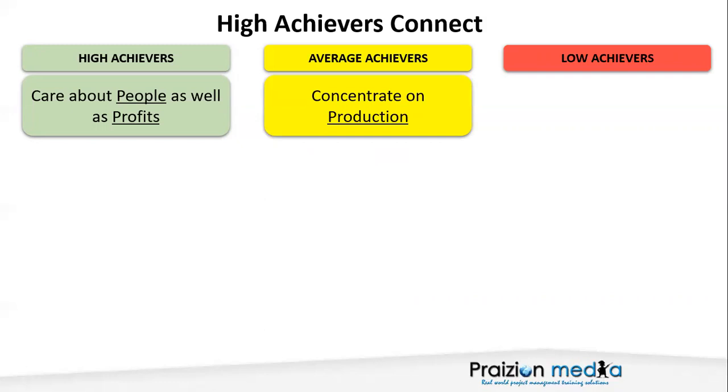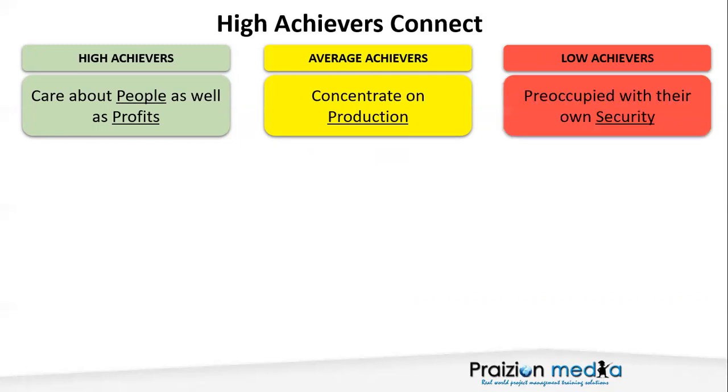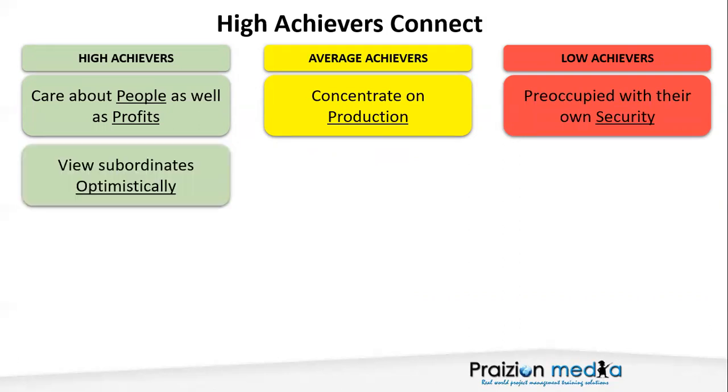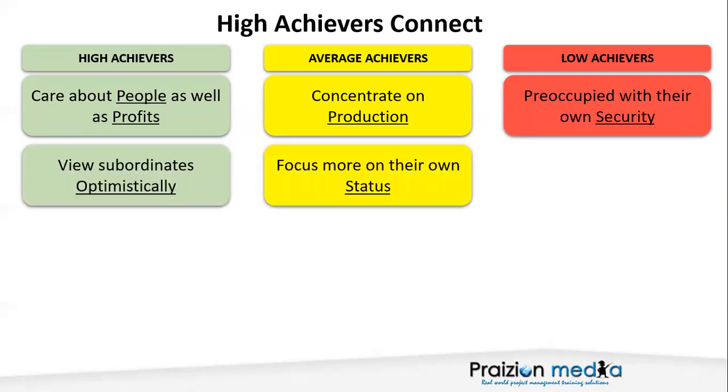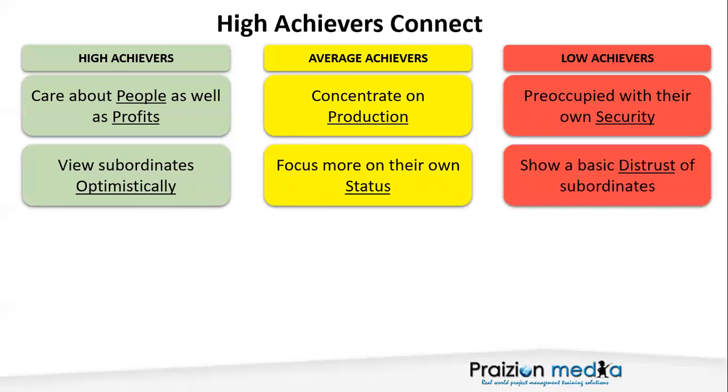Average achievers concentrate on production and they forget the people piece. That's why today a lot of people hear about Agile and they think it's a waste of time and it's mushy stuff and it's cowboy coding, but they get it wrong. The mushy stuff is important, and low achievers, they're just preoccupied with their own security. You see, high achievers, when they communicate, they view subordinates optimistically. Average achievers, they focus more on their own status. And low achievers, they show a basic distrust for subordinates.